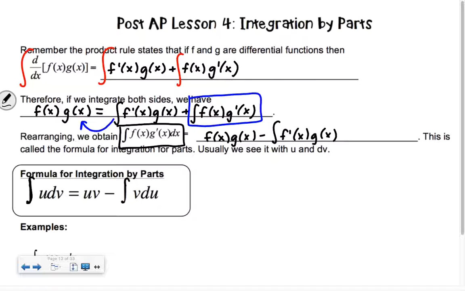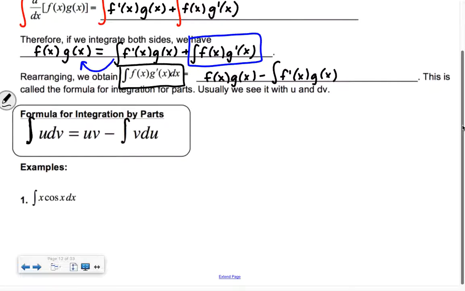So for example, if we have something that looks like this, x times cosine of x, we are not able to integrate this with any methods that we know. We can't do a u substitution or anything like that. So we have to know this new method. What we do is we define something to be u and something to be dv. So we're breaking it apart into pieces.